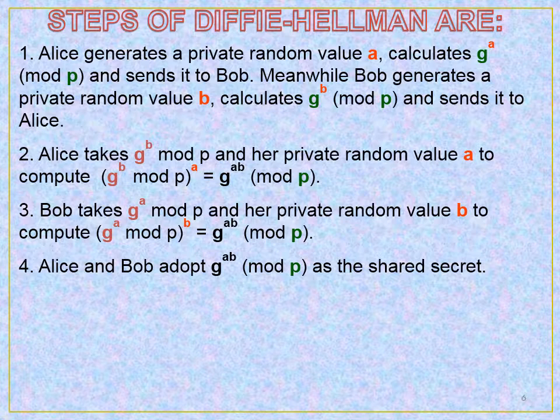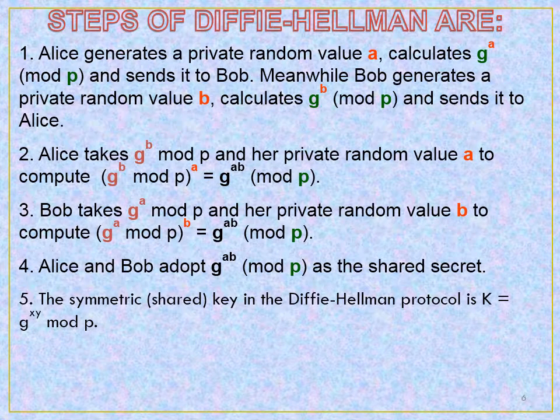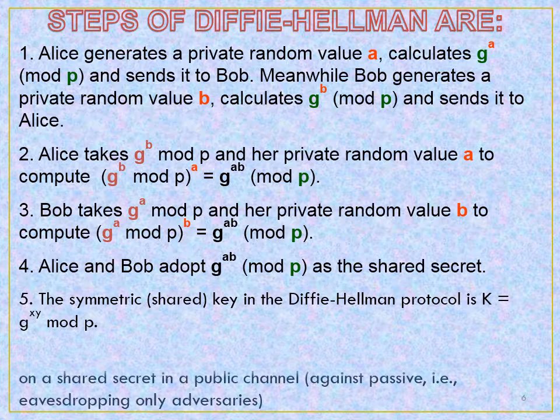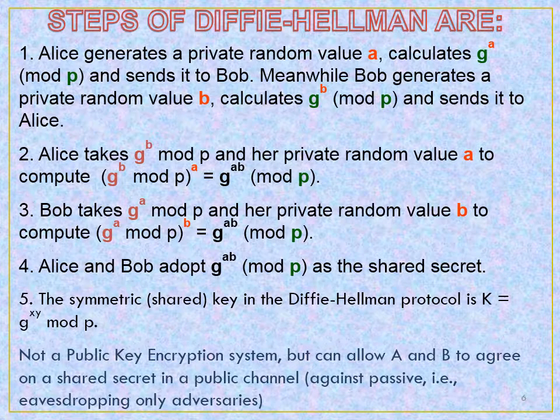So Alice and Bob adopt g raised to the power ab mod p as a shared secret key. The symmetric shared key in the Diffie-Hellman protocol is k, which is equal to c raised to the power xy mod p, where x and y are the secret keys of the two parties who are exchanging messages. It's not a public key encryption system, but it can allow A and B to agree on a shared secret in a public channel.